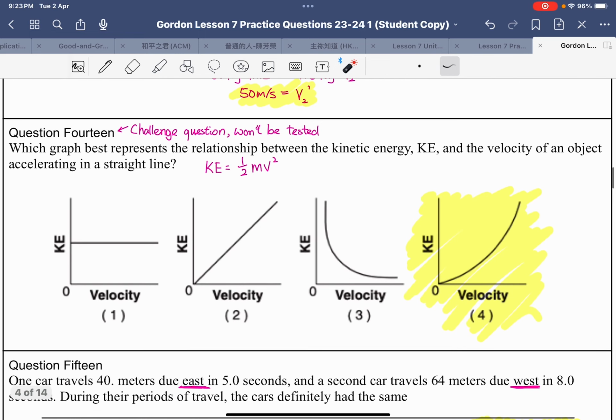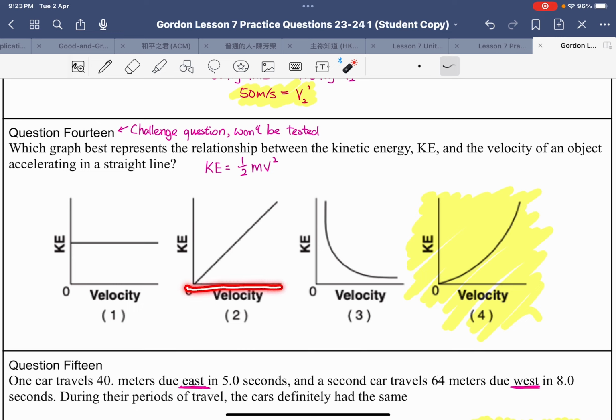Okay, question 14. This is more of a challenge question. I've provided you with this equation in the equation list. However, we haven't really formally taught it during the lesson. But this is a rather simple equation. Which graph best represents the relationship between kinetic energy and the velocity of the object? And this would be the one. Because if you look at this, velocity has been increasing. It's impossible that your kinetic energy stay the same.